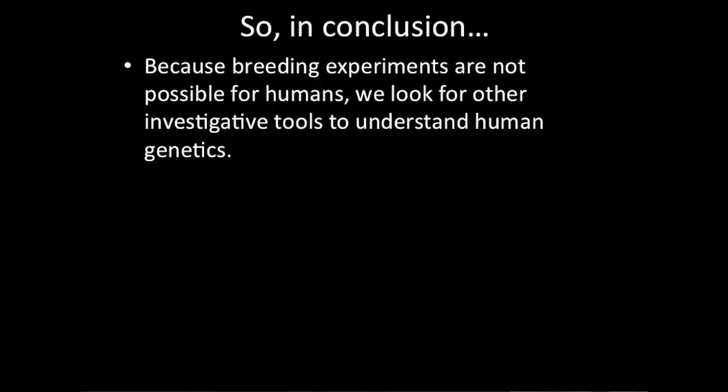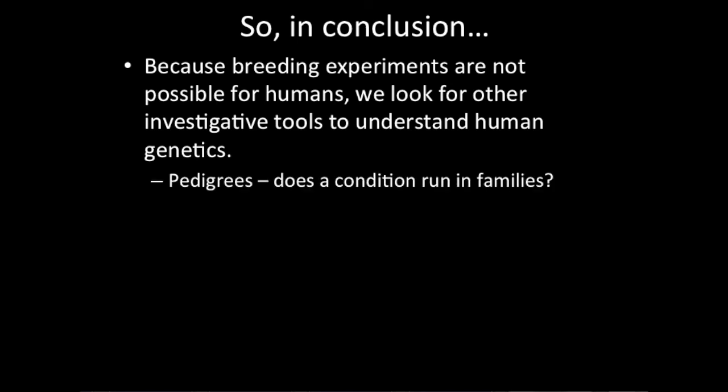Where does that leave us in the end? We recognize that we cannot do the same kind of Mendelian breeding experiments on human beings, so we need to find other investigative tools to understand whether something is more genetic or more environmental. And we've identified 3 of them over the past couple of videos. One is pedigrees. Does a condition in fact run in families? Can we observe particular patterns of dominance or recessiveness across multiple families?